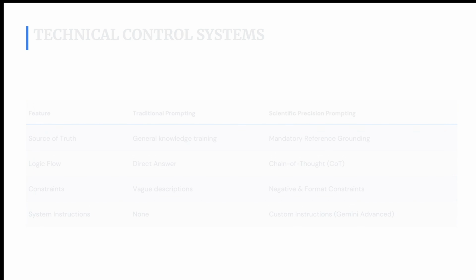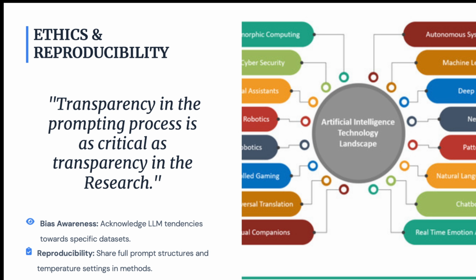I believe this is crucial for all researchers, especially when you are using AI tools for research. There are two important concerns. First is ethics, and the second one is reproducibility. Remember, transparency in the prompting process is as critical as transparency in your research. It means that you always need to provide all the detailed prompts which you use for your results, and you can report them in your methodology also, so other people can reproduce and see the results.